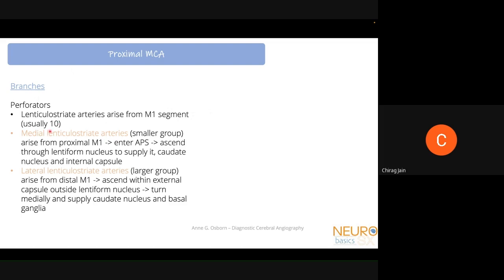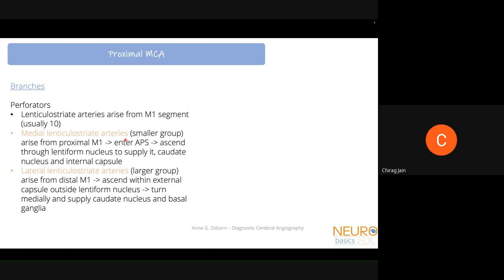There are both medial and lateral lenticulostriate arteries, and the larger number will be the lateral lenticulostriate. So the important thing to remember is most of these lenticulostriate perforators are going to be in the distal part of the MCA, the area where most likely you will be doing a temporary clipping to control the proximal flow for MCA aneurysms. The medial lenticulostriate arteries will arise from the proximal M1. They are lesser in number than the lateral lenticulostriate arteries.